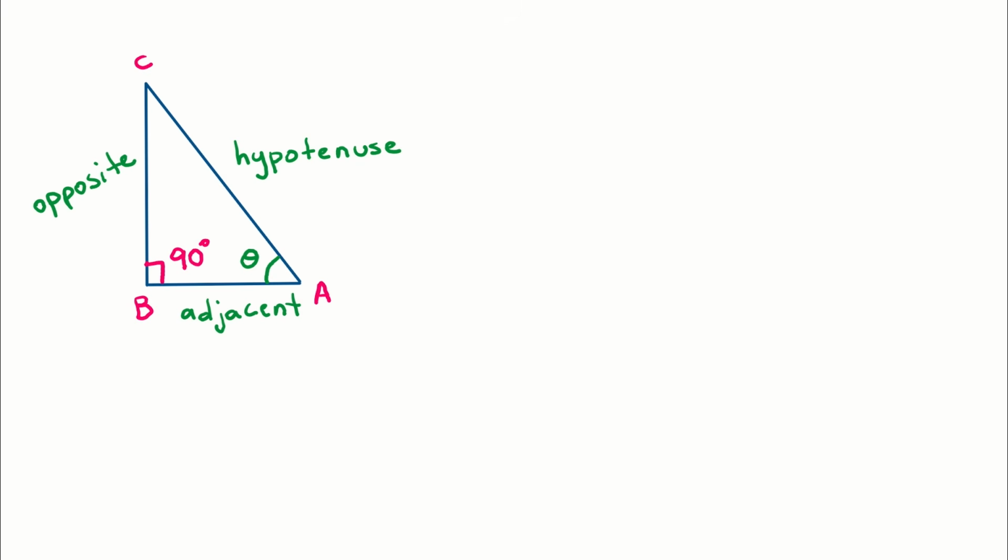Now, what are our three primary trigonometric ratios? These can be memorized really simply using the acronym SOHCAHTOA. So SOH, CAH, and TOA.